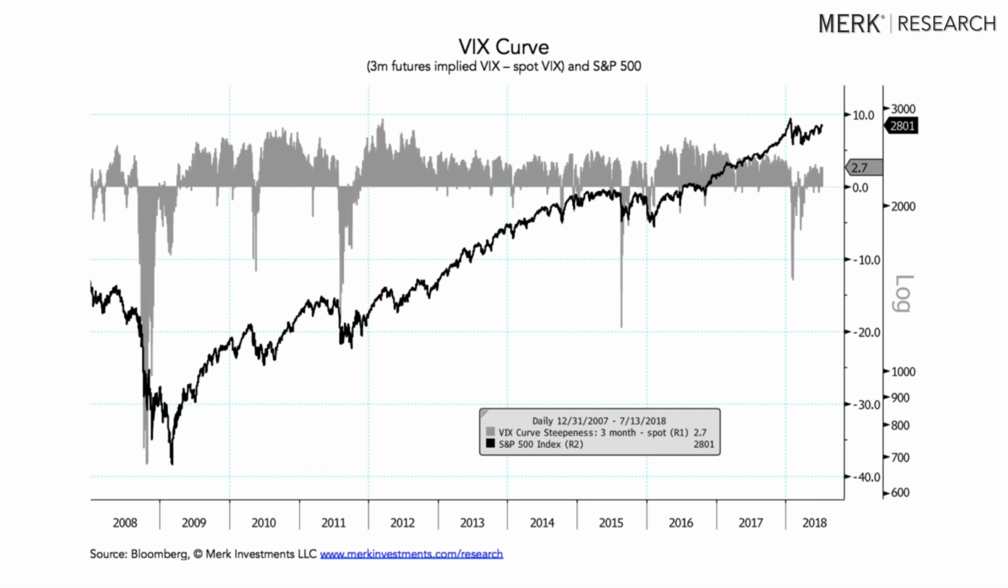Then the VIX curve here, so this is positively sloped, which is generally a positive sign for stocks. This is basically a trend following indicator.